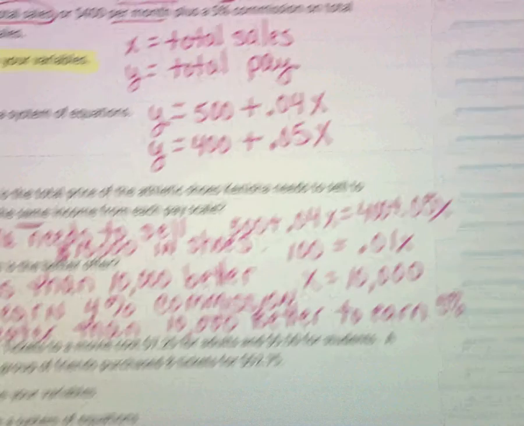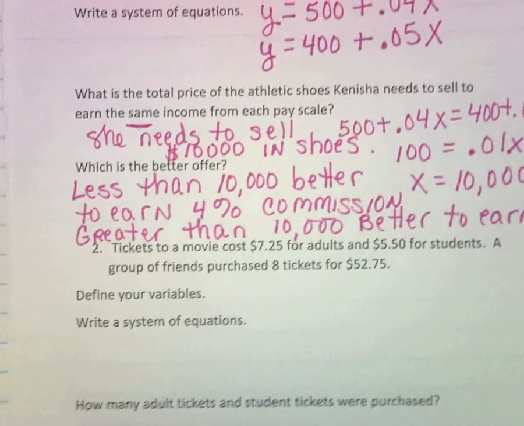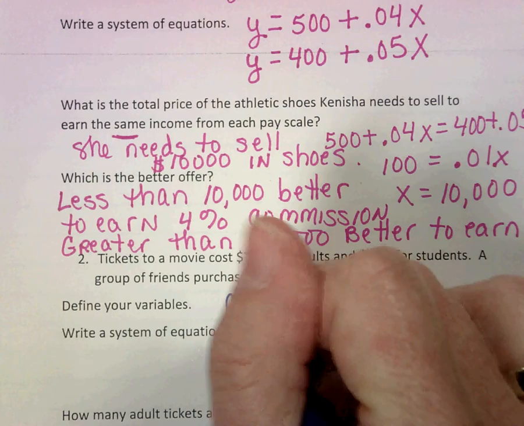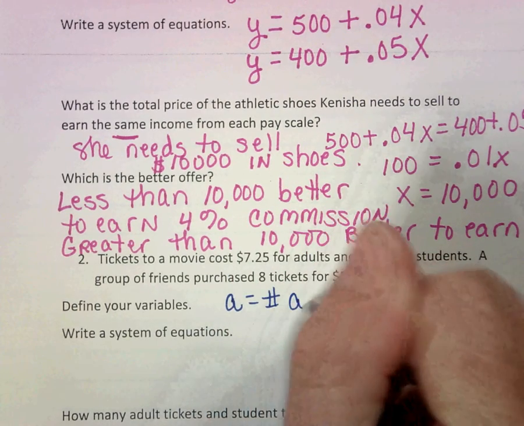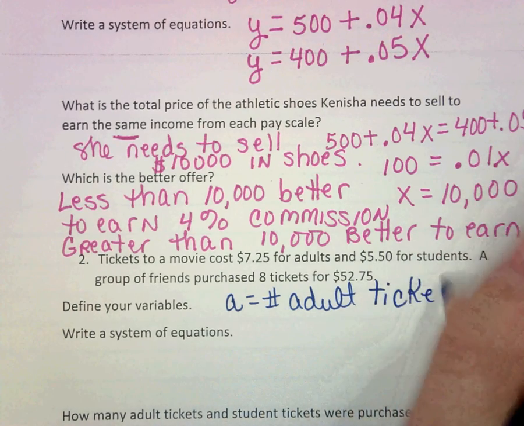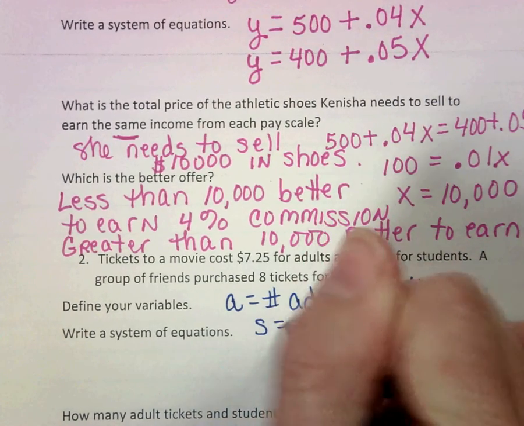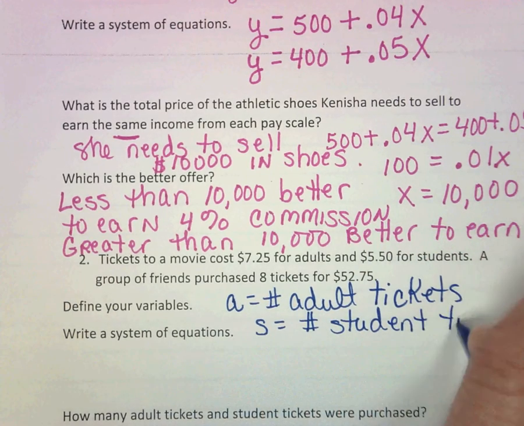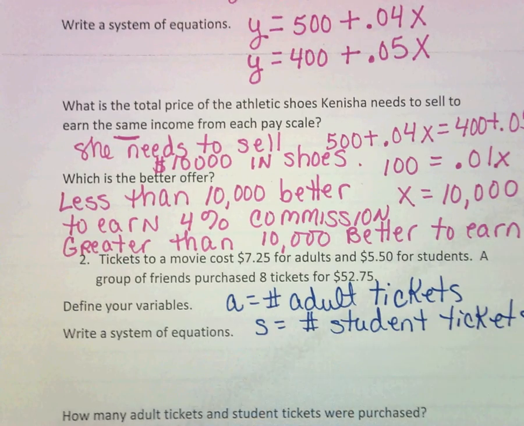Okay, let's look at example number 2. Please read the problem to yourself and see if you can decide what our two unknowns or our two variables would be. I'm going to use different variables this time because you won't always see X and Y being used. I'm going to use A for the number of adult tickets. And I'm going to use S for the number of student tickets. Okay, those are our two unknowns.